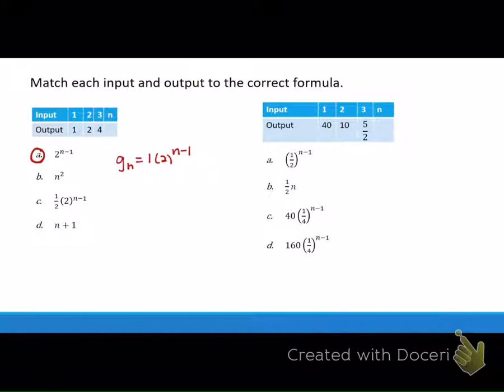G of n equals 40 times. What is it doing each time? Multiplying by. If you need to, put in your calculator 10 over 40. Yep. To the what? N minus 1. Which one of those is that, Emma? C. Yep. So stop taking that as a guessing game.